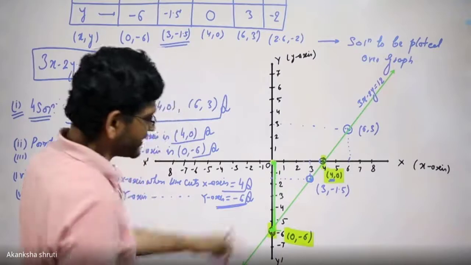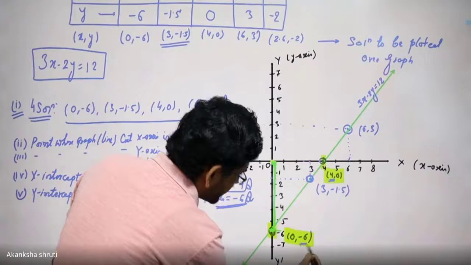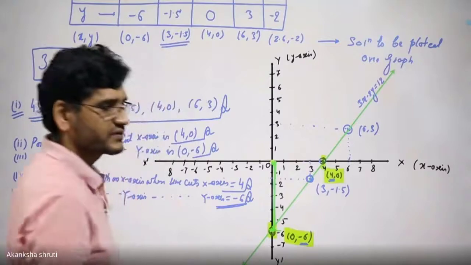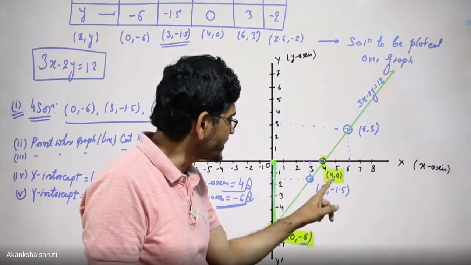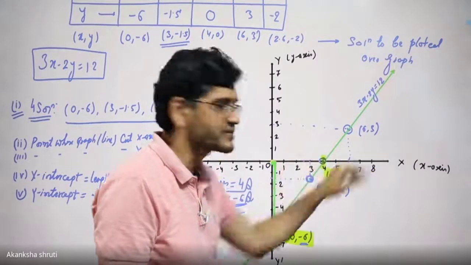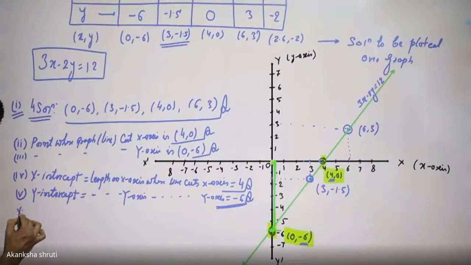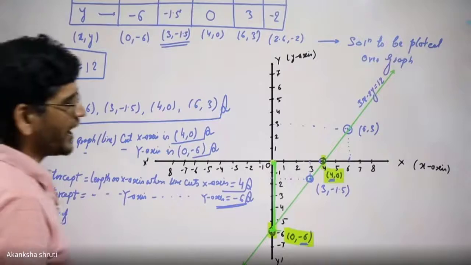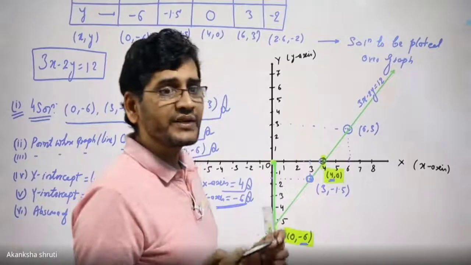Students, from here we can get that the y-intercept is nothing but this value. It is the y coordinate for the point on the y-axis. And the x-intercept is nothing but the x coordinate of the point where this line cuts the x-axis. That much simple. Students, the other thing that can also be calculated. The question is: abscissa of the point where the line cuts the x-axis. Abscissa simply means x coordinate.